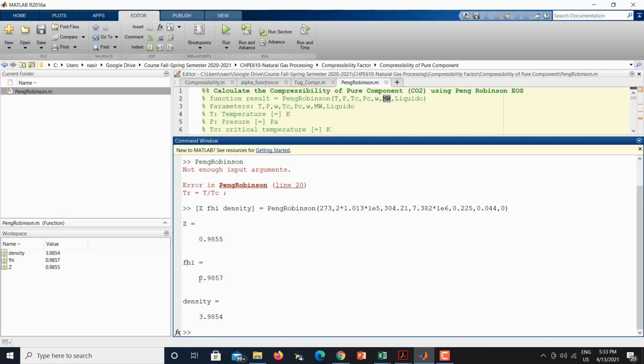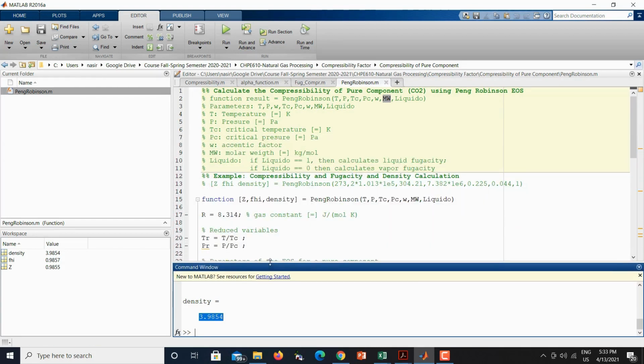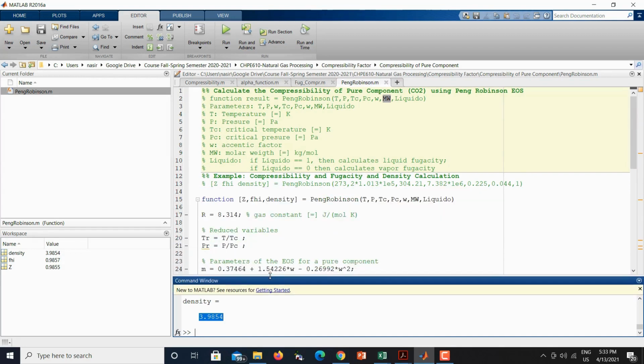The second is the viscosity, which is 0.9857, and the last one is 3.9854. The density units are different, so that's why you have different numbers here. In this way, we are able to find out the compressibility, the viscosity, and the density.